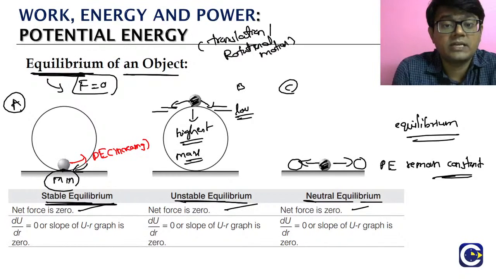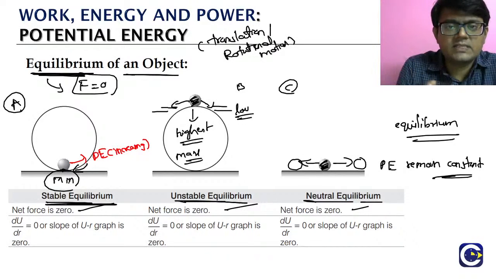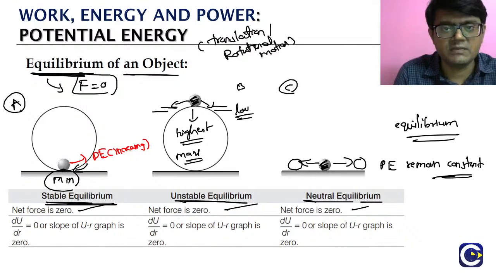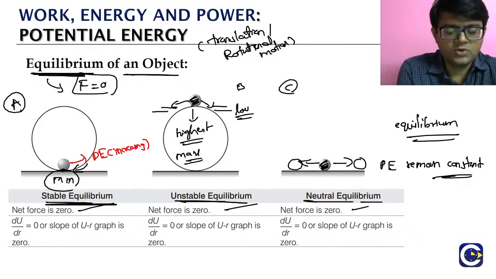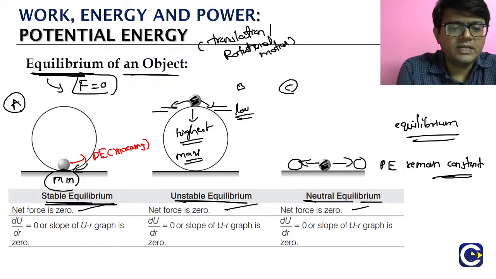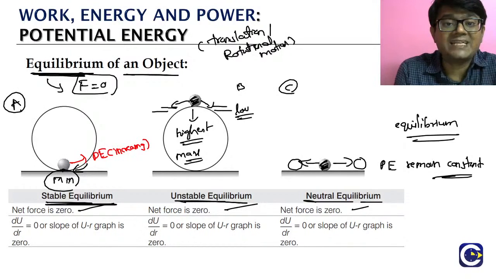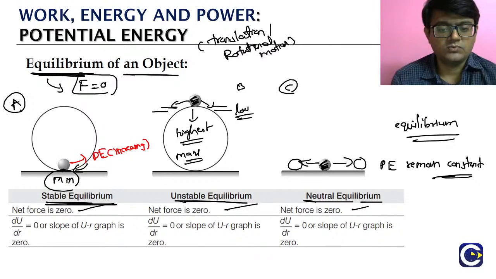Stable. What does stable mean? When you say somebody is stable, if some disturbance comes and he is not disturbed much, you say that person is very stable. Same here. If a displacement is given to that object, it will come back. It will have a tendency to come back. That is why we call it stable equilibrium.